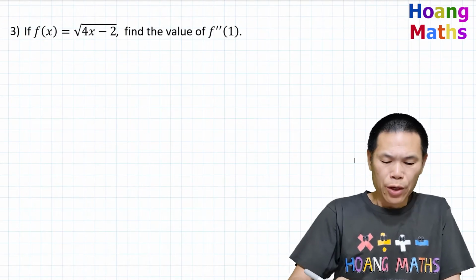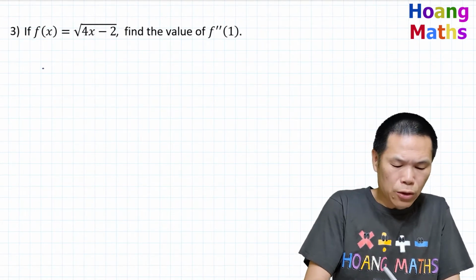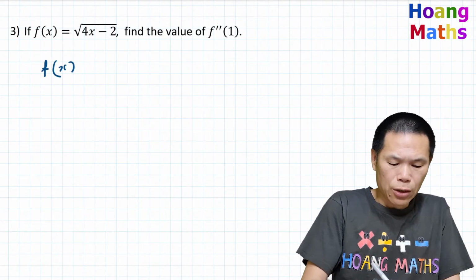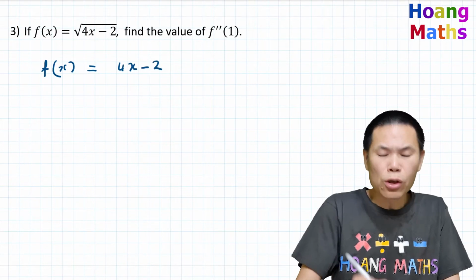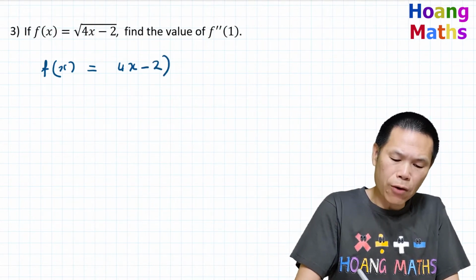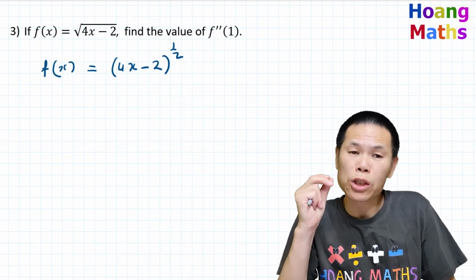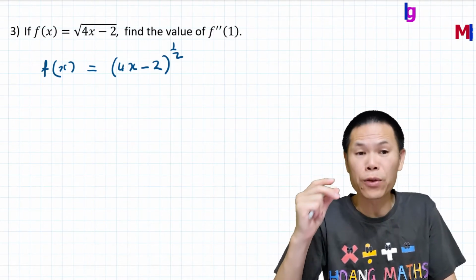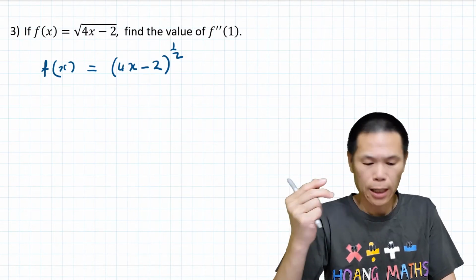So first one. We need to differentiate this first. We need to write it in index form first. So f of x equals (4x minus 2) to the power of a half, because square root means power of a half. So there you go. Now what we do, we just need to find the second derivative of the function, and then we substitute x is equal to 1.